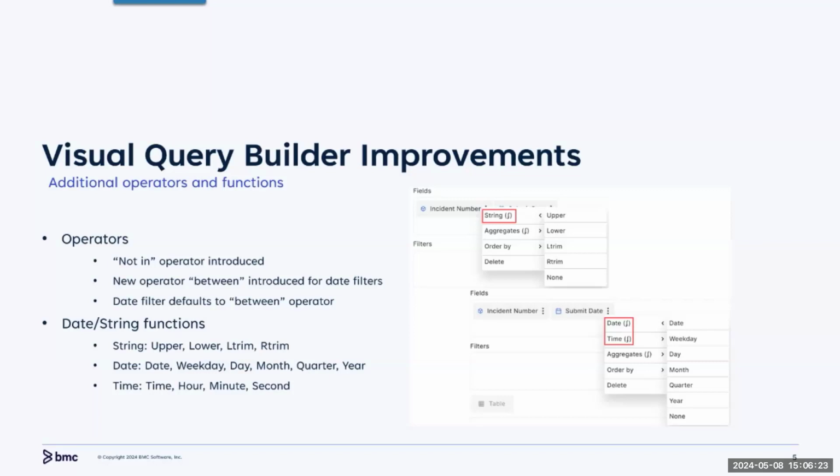On date and string functions, there are new functions that we have added for string manipulation. There are functions like converting a string to uppercase, converting it to lowercase. Ltrim, rtrim are to remove the leading spaces or trailing spaces in a string. Typically, you would use this sometimes to clean data on the fly.